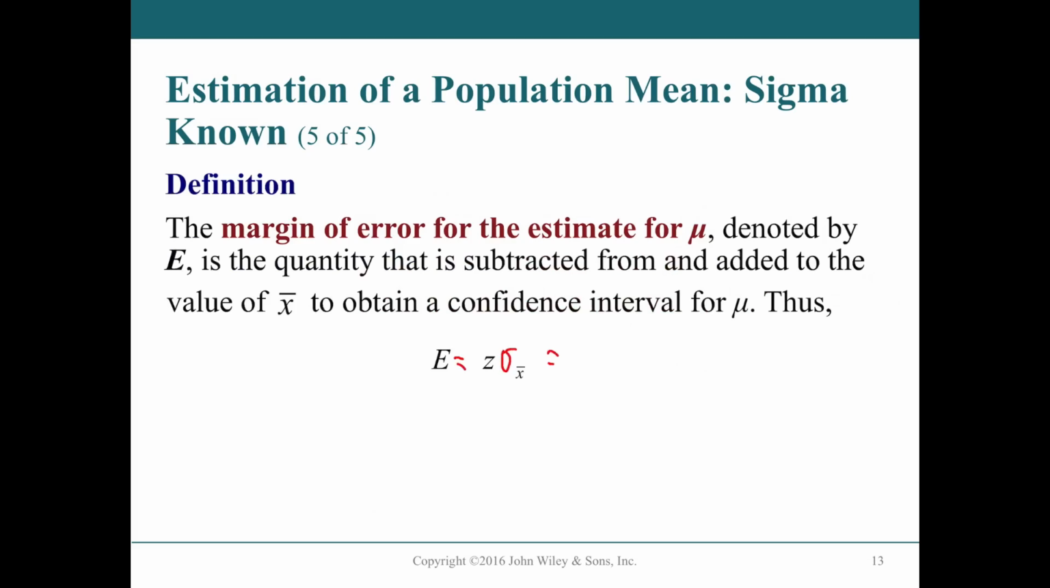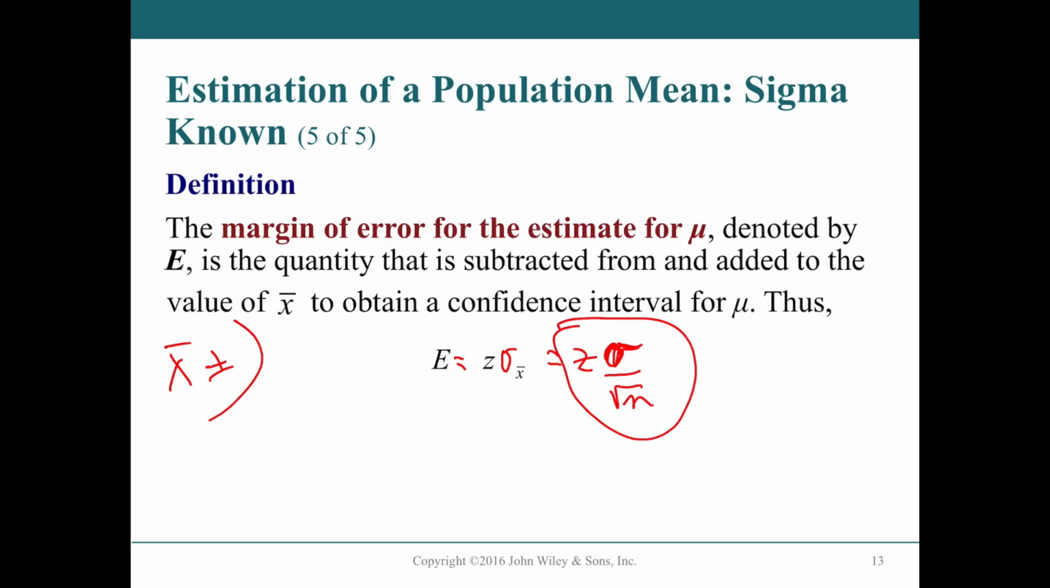So margin of error would be the idea of getting Z times sigma sub X bar, or simply Z times sigma divided by the square root of n. And this is a sigma. Make sure you can see that. And that is the margin of error. That's the part before the X bar plus and minus.